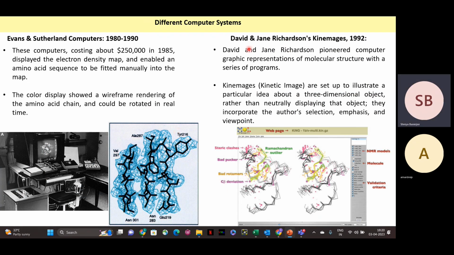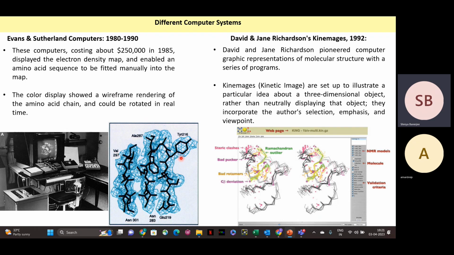Then different computer systems came into use in order to help with the computer visualization of the different biological macromolecules. The earliest was the Evans and Sutherland computers from 1980 to 1990, and these cost around $250,000 at that time. What these computers could do is display the electron density map, and from the electron density map, you can fit an amino acid sequence manually, which matches that of the map.